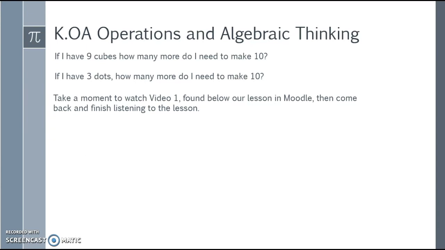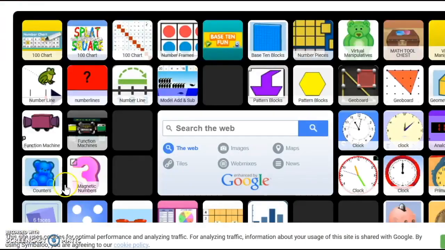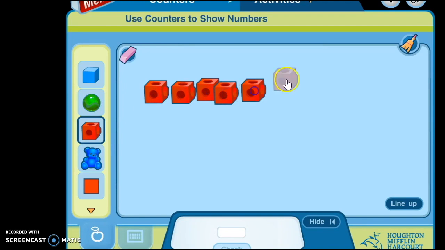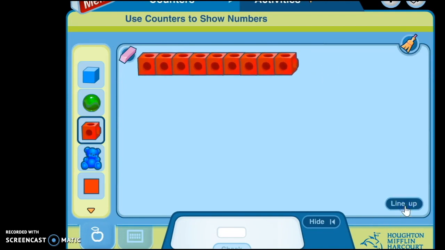Another way to think of building is we need to know how many more do I need to make 10, because we need to build to 10. So if I were to have 9 cubes together, how many more do I need to make 10? So let's talk about what that might look like. Let's say I have 9, line them up. So we count 1, 2, 3, 4, 5, 6, 7, 8, 9. How many more do we need to build to 10? We need to clip another one on to build to 10.